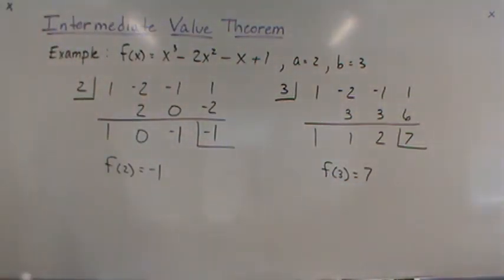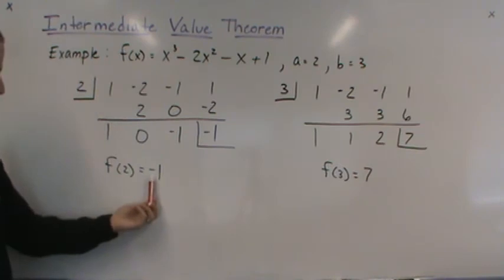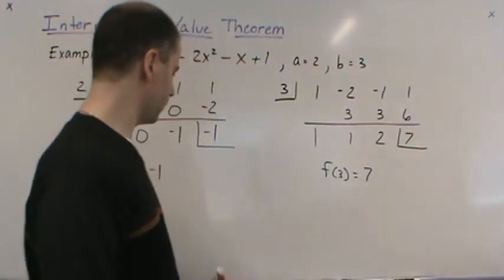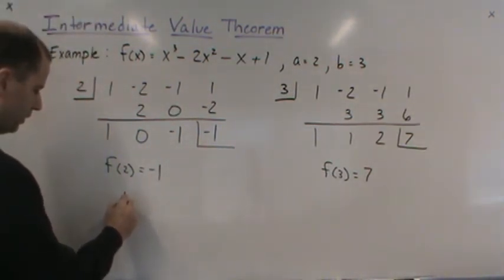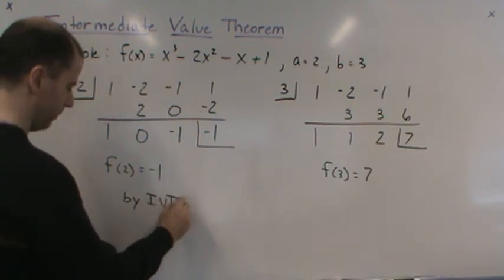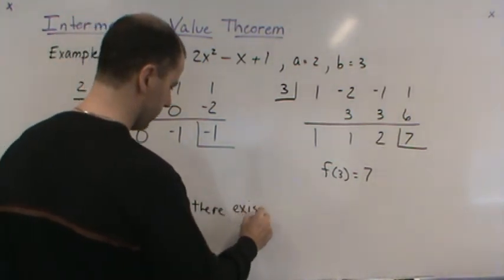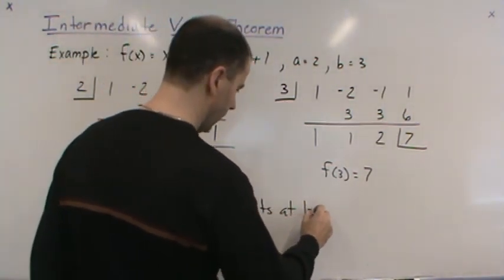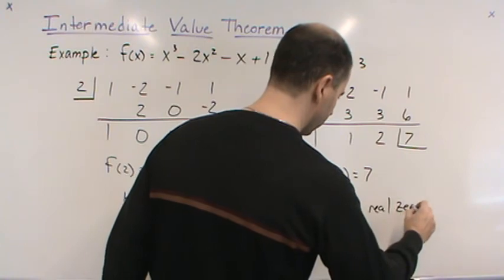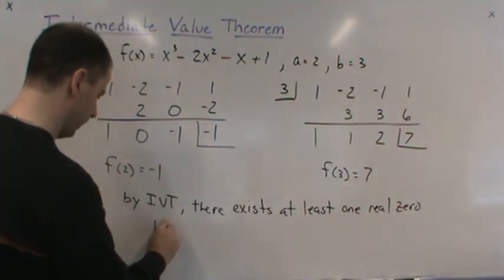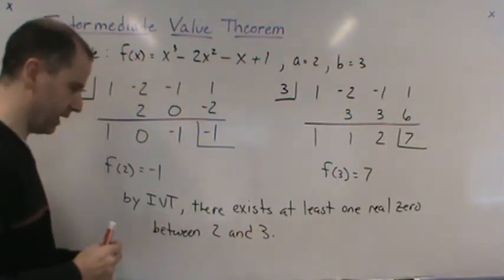Okay, so notice that going from a equals 2 to b equals 3, f of 2 is negative and f of 3 is positive. So since they have opposite signs, we conclude that by the intermediate value theorem, there exists at least one real zero between 2 and 3. And that's it.